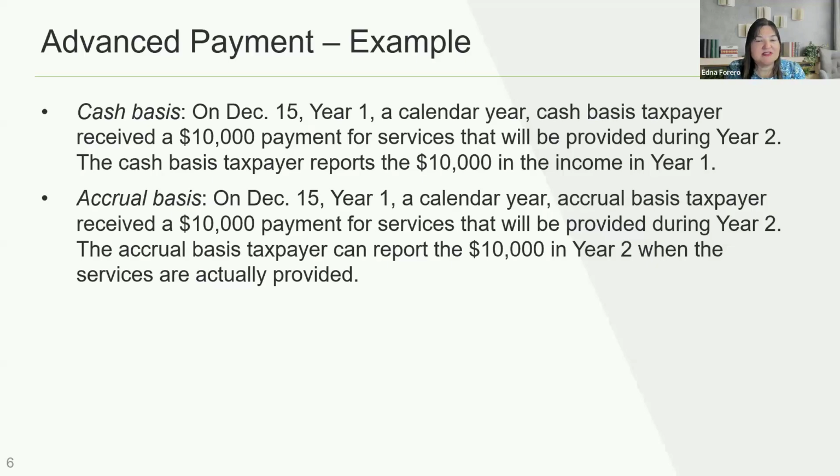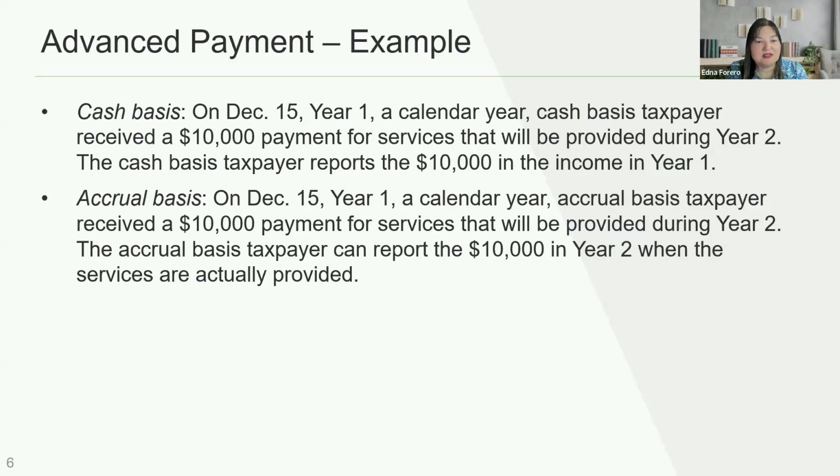For our cash basis clients, on December 15th of year 1, the calendar year, the cash basis taxpayer receives a $10,000 payment for services that will be provided during year 2. The cash basis taxpayer reports the $10,000 in income in year 1. Easy peasy. We see this happen all the time. Our clients received a nice check, they completed their services, they sent that invoice out, and it was paid right away. They're a cash basis taxpayer that can show that $10,000 in year 1 and report it.